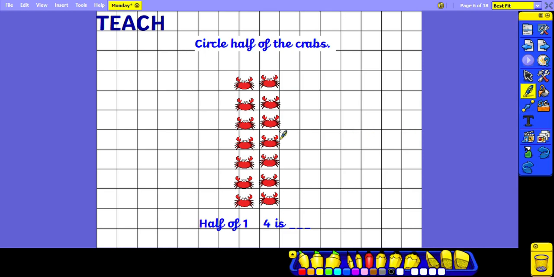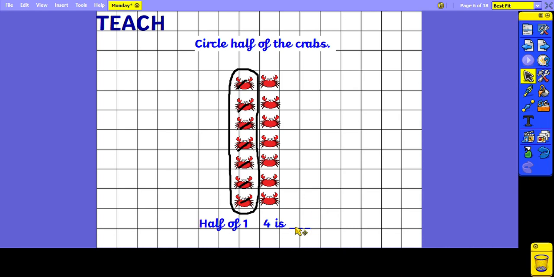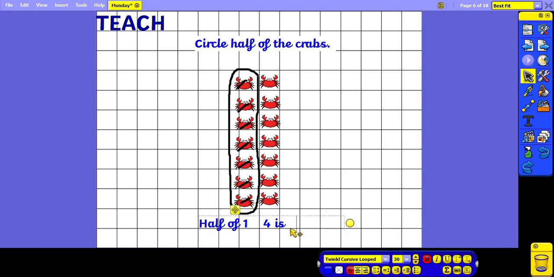And because of the way the crabs have been arranged in this array, I'm just going to circle one column. I can easily see that that is one half. Okay, and then I need to count how many is in this group. 1, 2, 3, 4, 5, 6, 7. Now I know that half of 14 is 7.